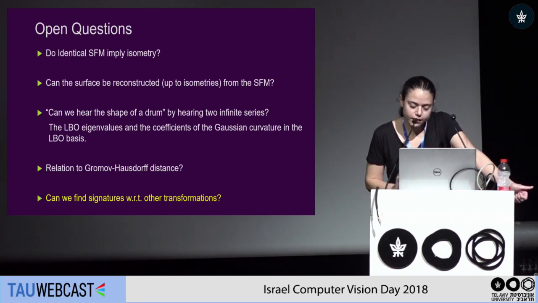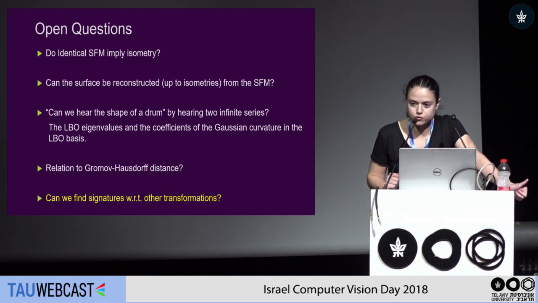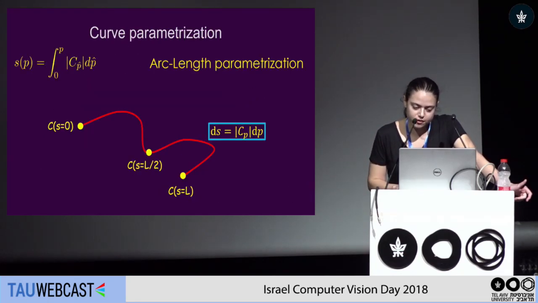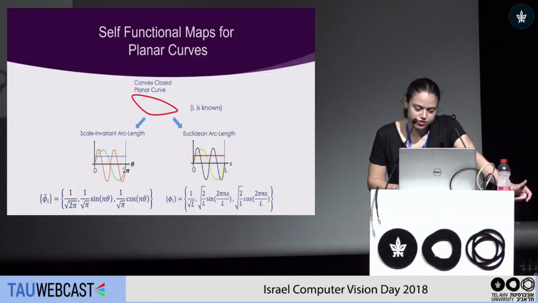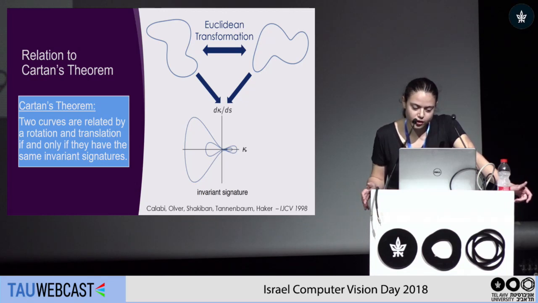And another interesting question that can be asked: can we reconstruct the surface out of the self-function map? Or can we define it with respect to different transformations rather than just pose articulation? Maybe this formalism is flexible and allows us to do it. Okay, so let me skip the proof slides. Let me just state the Cartan theorem.